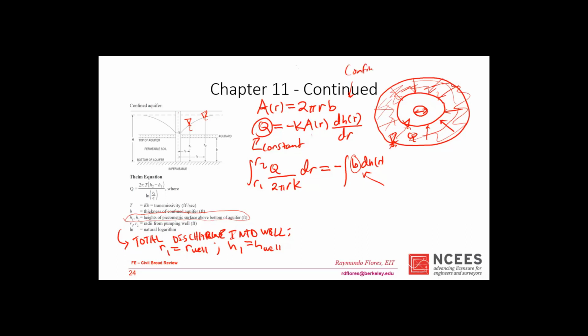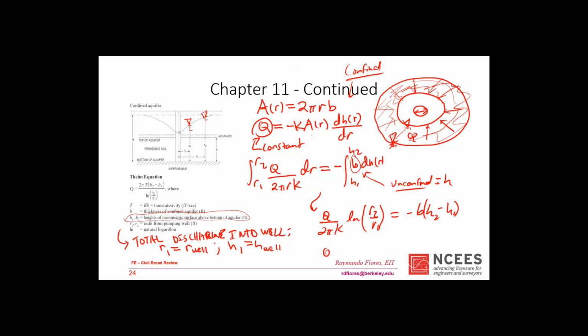This is all confined. In the unconfined case, this would be H. Because we have B here, it evaluates to just H. So what we're going to have here is Q over 2 pi R K, I'm sorry, K ln of R2 over R1 is equal to minus B times H2 minus H1. And by the way, I forgot to put my limits of integration here.